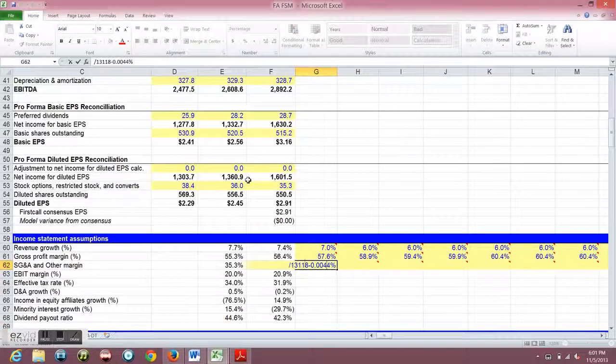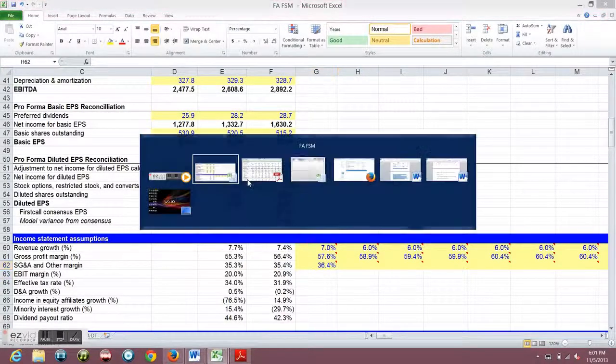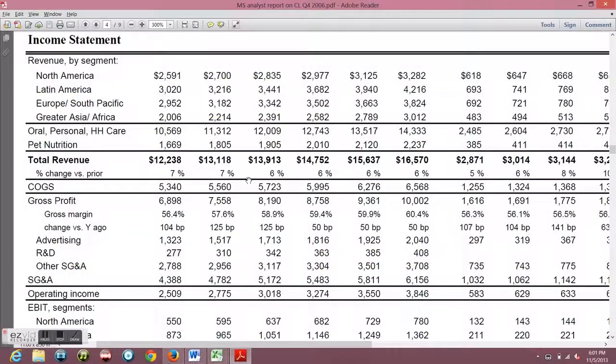So divide that by 4782 plus equal sign. There, 36.4. So we have one down. So next one to go. This is very tedious, but this is very necessary to have an accurate SG&A.